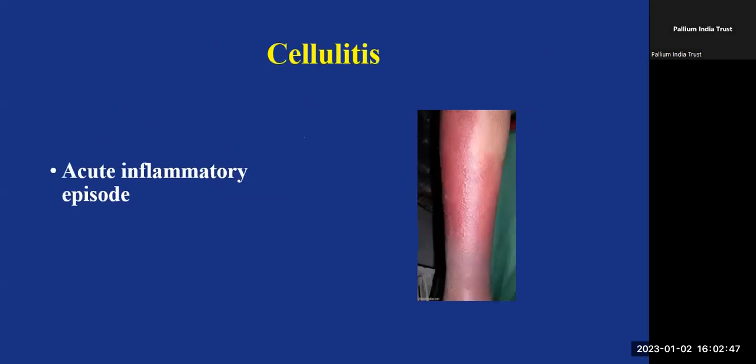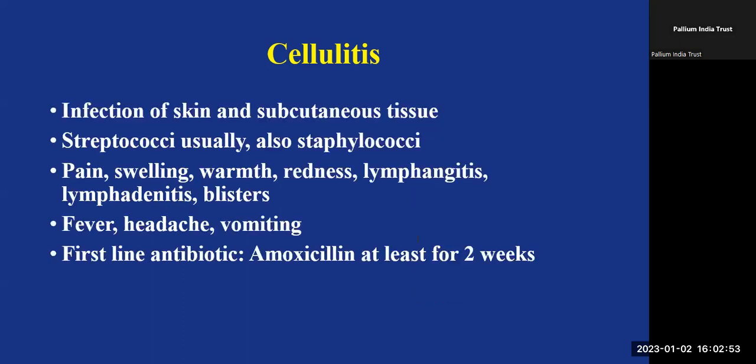There are two major complications of lymphedema. The first one is cellulitis, and the other is lymphorrhea. Cellulitis is an acute inflammatory episode. If there is inflammation, with signs and symptoms of infection, you have to refer the patient to the physician and make sure that the patient is taking antibiotics. Usually it could be streptococcal, but sometimes staphylococcus infection also.